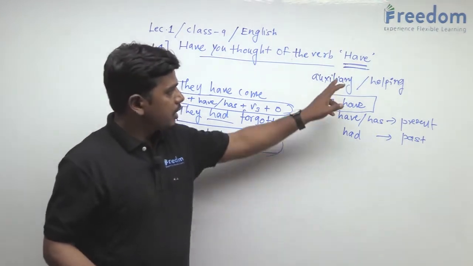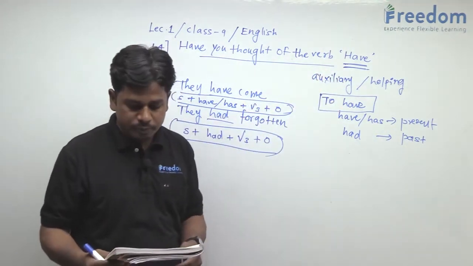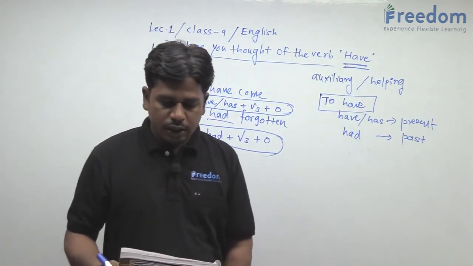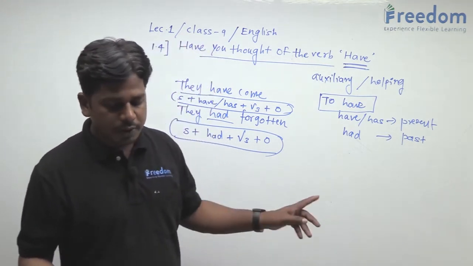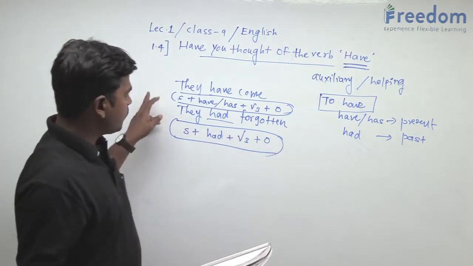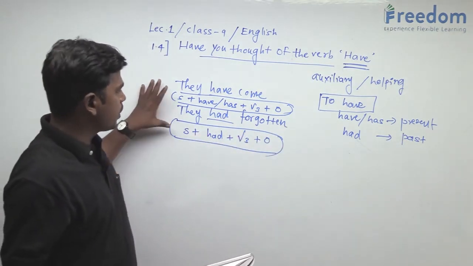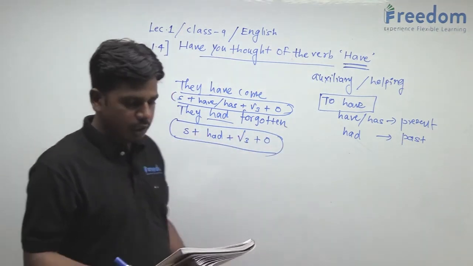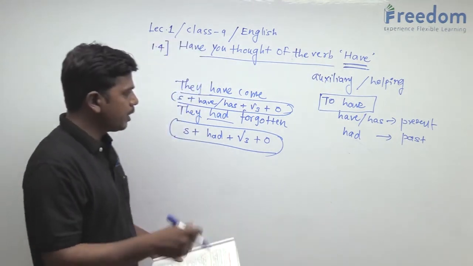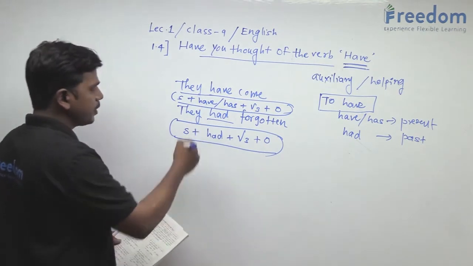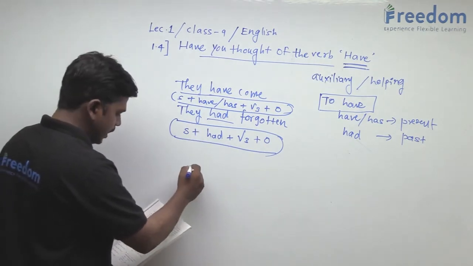So what is being told about this "have"? The helping verb "have" is used to form what we call perfect tenses. To form perfect tenses we make use of "have". Next one, and to make negative sentences. So how can it be made? It will be made like this.